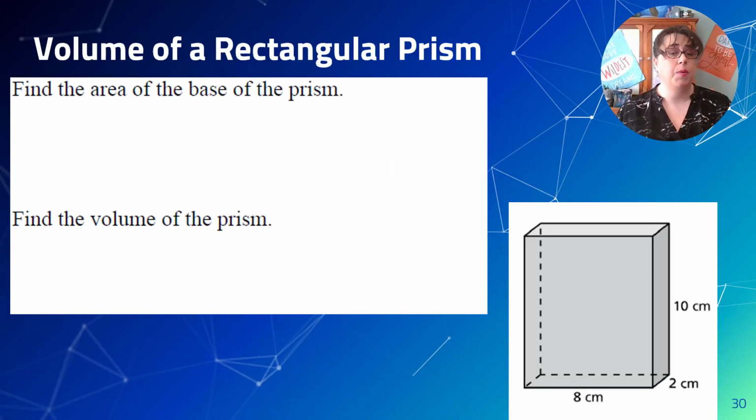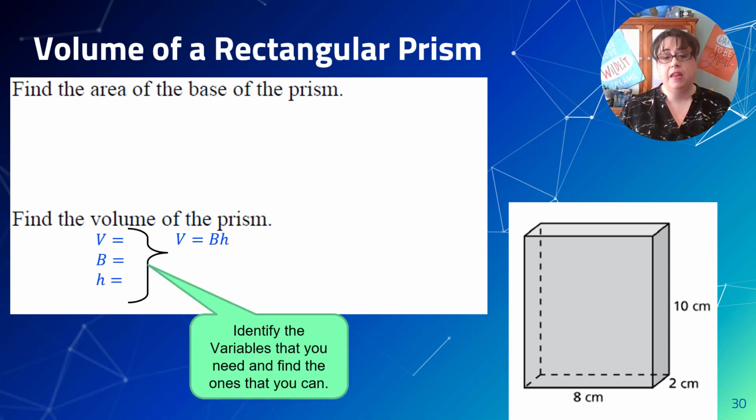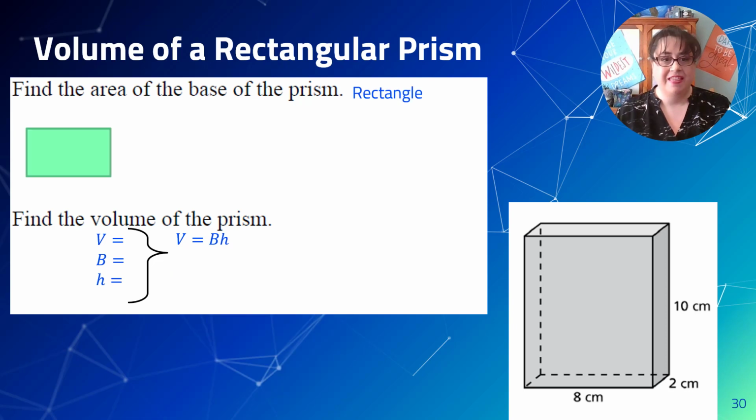So let's go ahead and do a problem. Volume of a rectangular prism. Find the area of the base of the prism, and then we're going to find the volume of the prism. So we always begin by writing the plan. And so our plan is volume equals base area times the height. And then we identify the variables that we need and find the ones that we can. That is how I always like to start, with a plan and a roadmap. It's a whole lot easier to get where we're going if we have a roadmap.